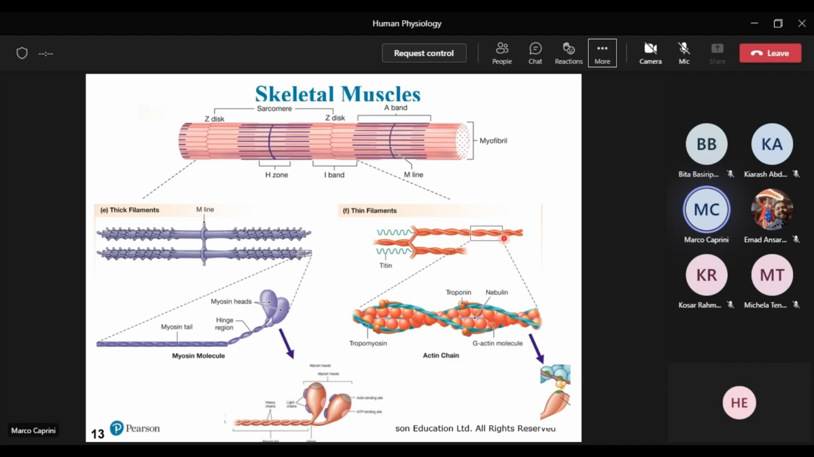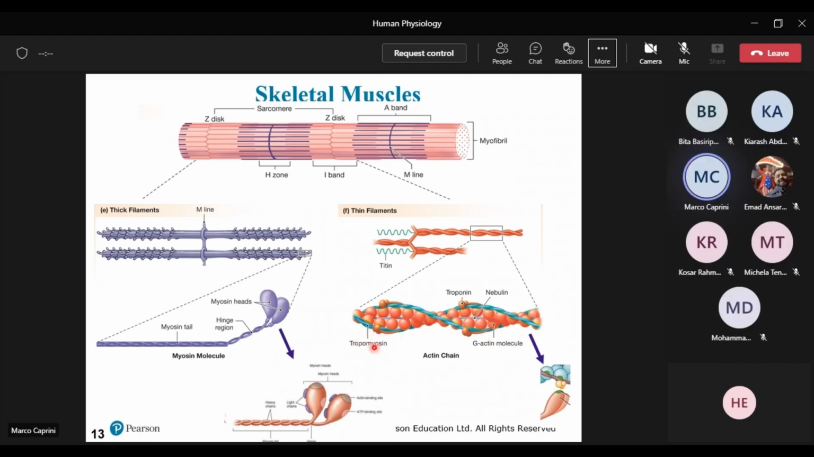But as you can see clearly, there are also other proteins here. These other proteins are called regulatory proteins. The blue one here is called tropomyosin. And the other one here, also in salmon color, is called troponin. So there are actin filaments, and on top, regulatory proteins, such as tropomyosin and troponin.